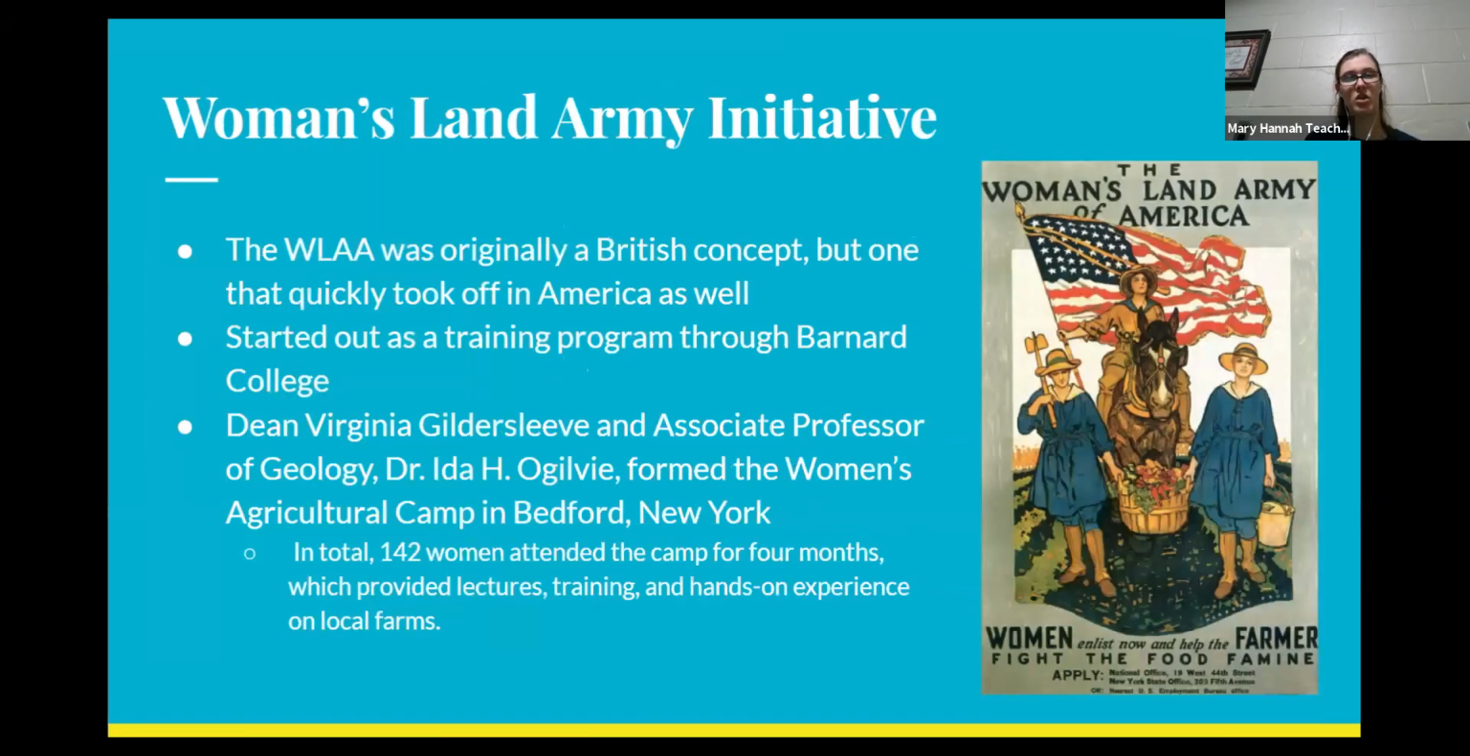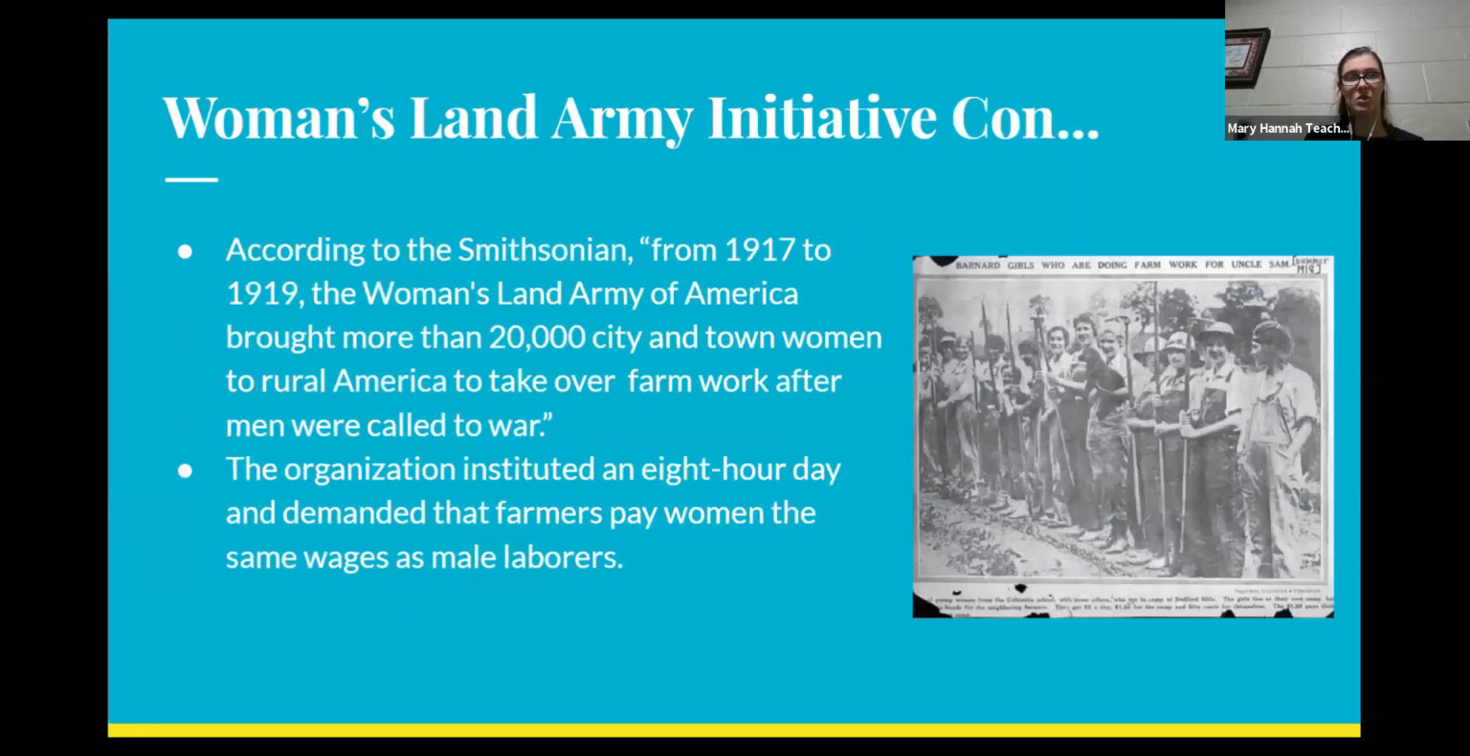And then a third initiative that we're going to look at is the Women's Land Army Initiative, which was originally a British concept, but one that took off in America as well. Gets started out of Barnard College. And you can see the poster there that they circulated around. Again, a lot of imagery, a lot of symbolism. So according to the Smithsonian Magazine, from 1917 to 1919, the Women's Land Army of America brought more than 20,000 city and town women to rural America to take over farm work after men were called to war.